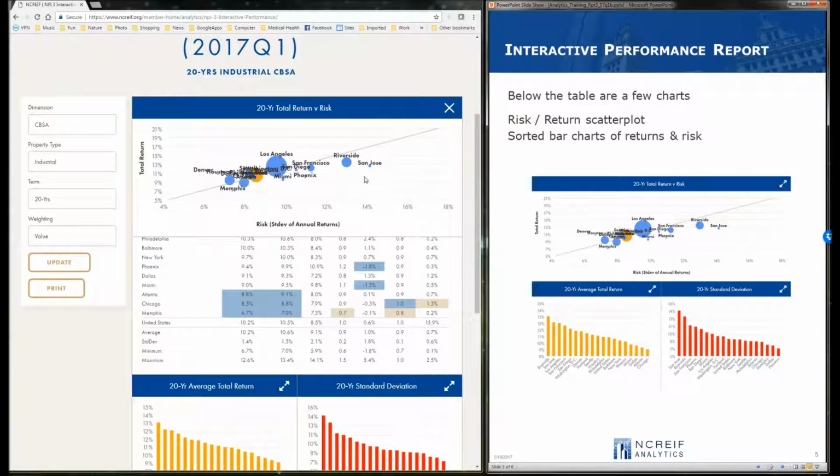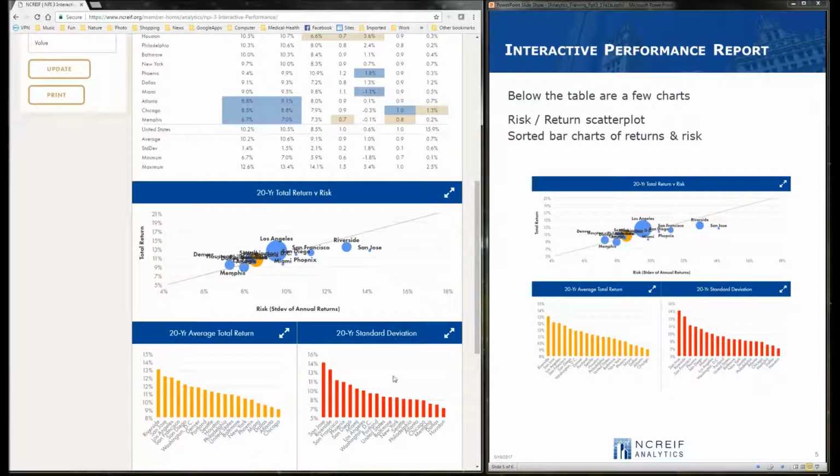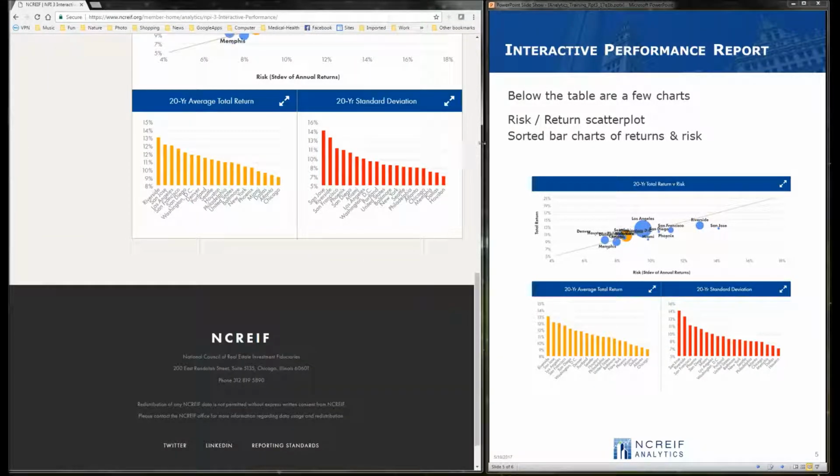Two bar charts showing the sorted results are also available to present the same risk-return concepts.